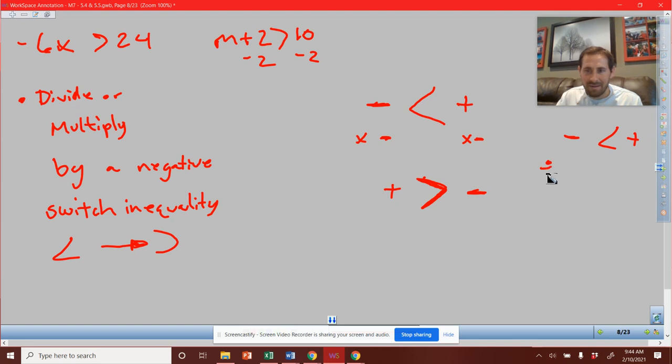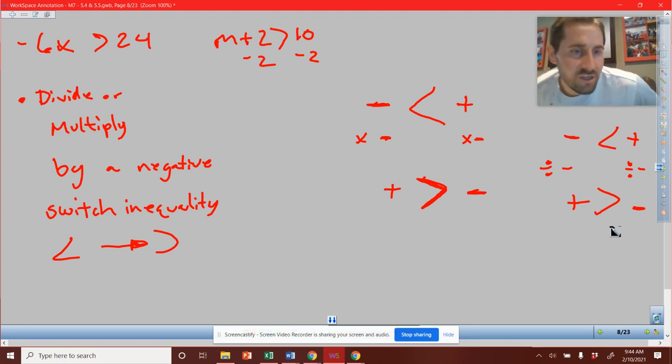But if I divide by a negative number, that same philosophy works, right? A negative divided by a negative is a positive, and a positive divided by a negative is a negative. Again, you see, we need to switch the sign. So that is a rule. It's a unique rule that you're going to run into with these inequalities. Everything else will stay the same.